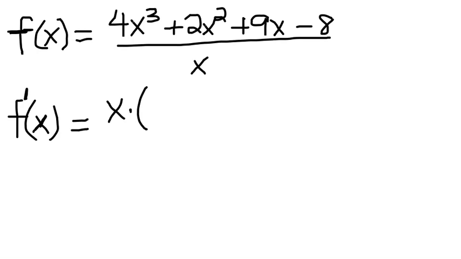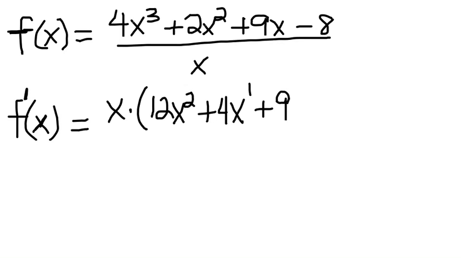Well, the derivative of 4x cubed is 12x squared. The derivative of 2x squared is 4x to the first. The derivative of 9x is just 9, and the derivative of negative 8 is 0, so I'm not going to write it. Now we have to subtract high D low. I'm going to run out of room here because I was writing kind of big, so I'm going to put the rest of this right here, but it's all going to be in the numerator.